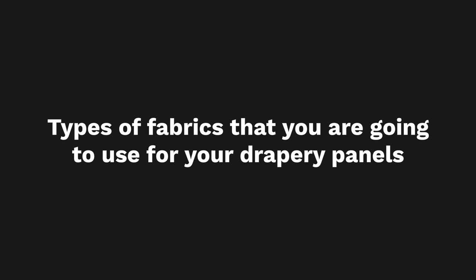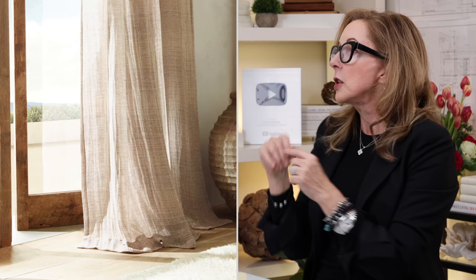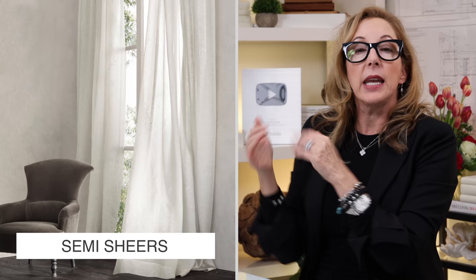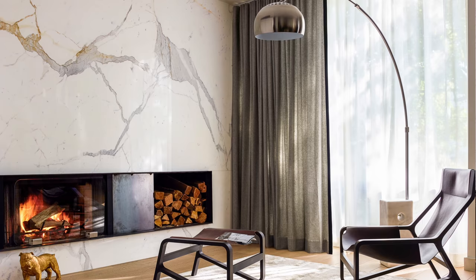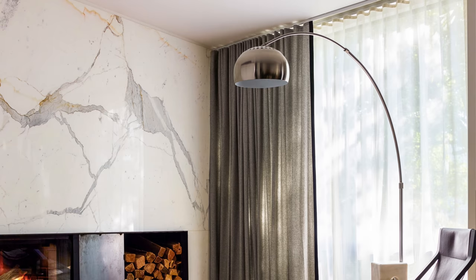Another major consideration is types of fabrics that you're going to use for your drapery panels. There's everything from super lightweight to super heavyweight. So things like shears, semi-shears, and even semi-opaque can go into areas where you need maybe a little bit of privacy, you're not too worried about light blocking, and you definitely don't need a blackout condition.